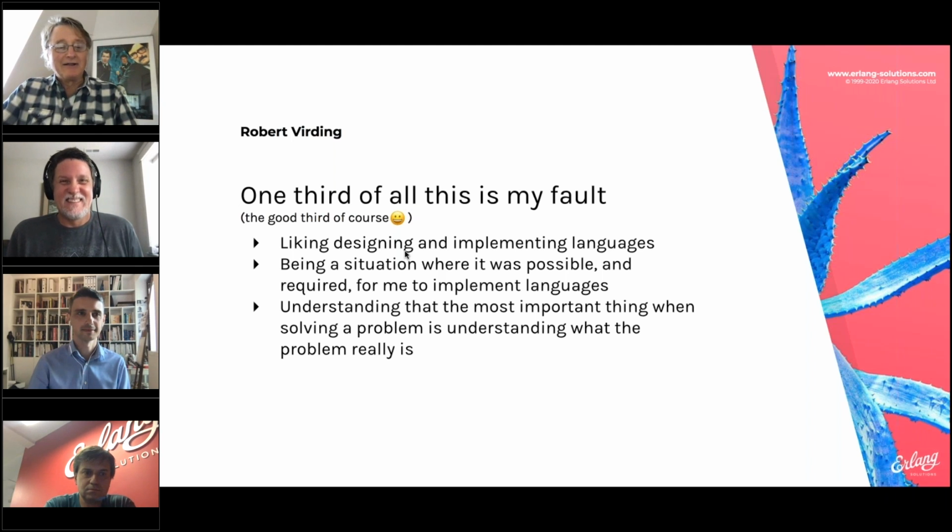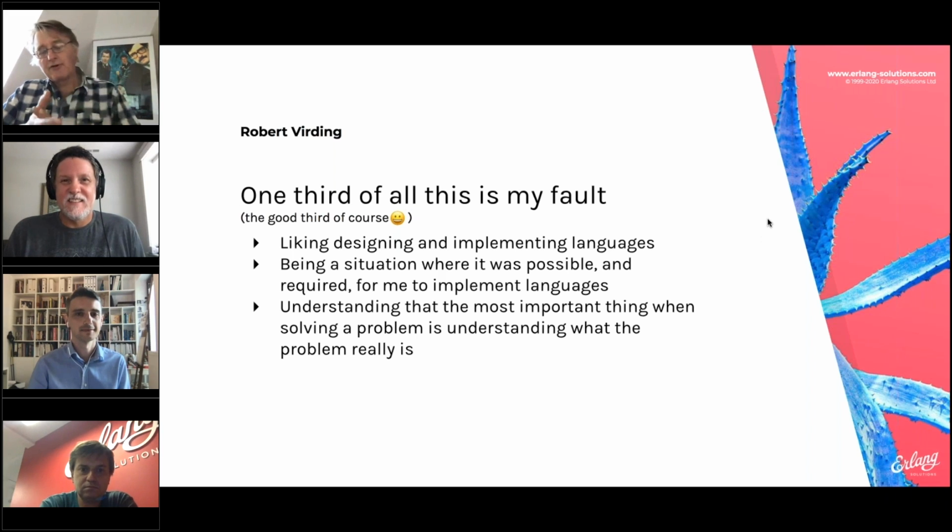A couple of interesting points in my development. One, finding out I like designing and implementing languages, not just programming. And the second one, of course, was being in a situation where it was possible for me to design and implement languages and be required to do it as part of my work. That was something fantastic.